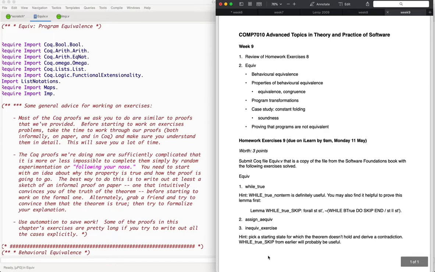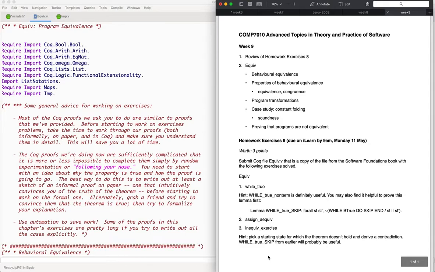Okay, here we are in week 9, COMP7010. This is the Equiv chapter, and what we're interested in this chapter is extending our thinking about the Imp language to program equivalence. So basically, if we've got two programs or two fragments of programs, what do we regard as equivalence between those two programs?